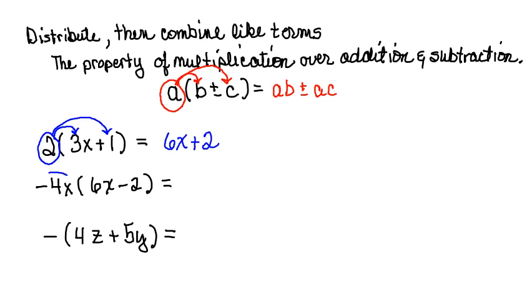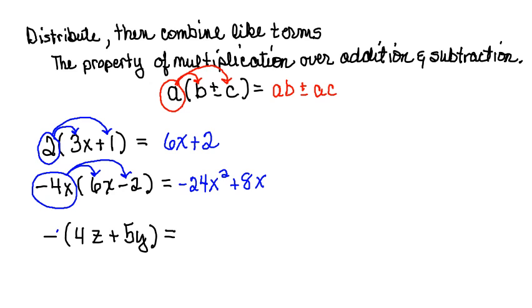Okay, the next one here, negative 4x. And I'm distributing it to everybody inside. So a negative 4 times a positive 6 is a negative 24. X times x is an x squared. Negative 4 times the negative 2 is a positive 8, and the x.